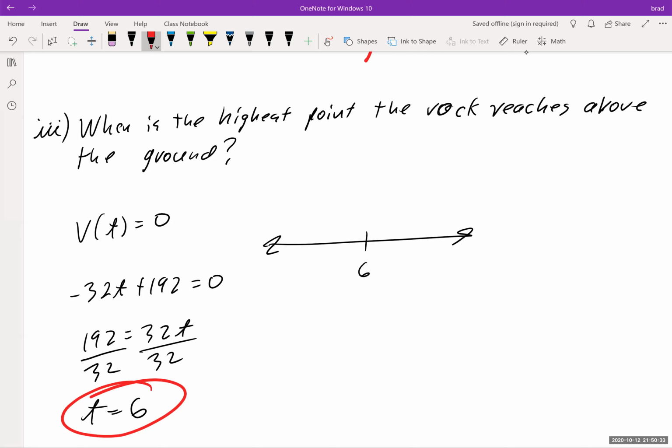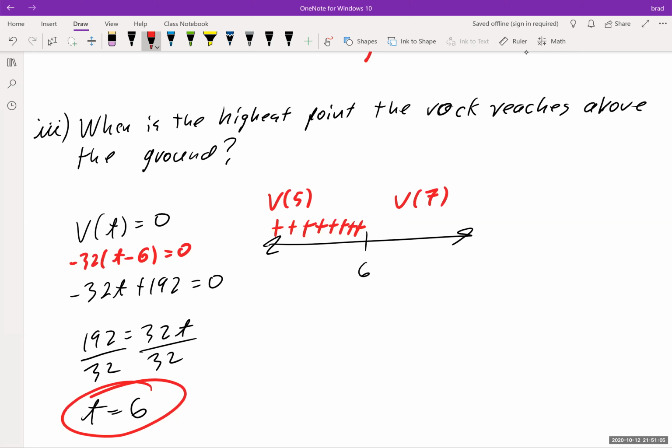So I should have factored this: negative 32 times t minus 6 equals 0. Now I can plug in v of 5 and v of 7. When I plug in 5, I get a negative times a negative, which is a positive. So this is it rising, going upward. Its velocity is slowly decreasing, and then right at 6, it's going to change from positive velocity to negative velocity.